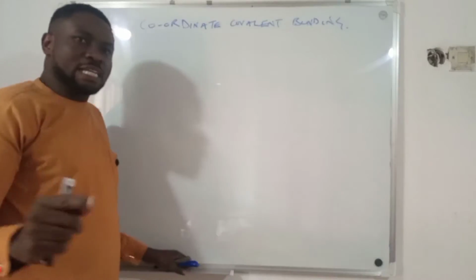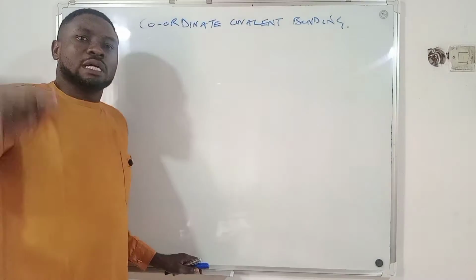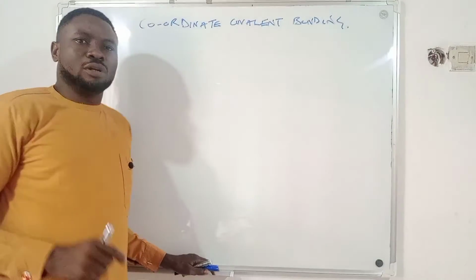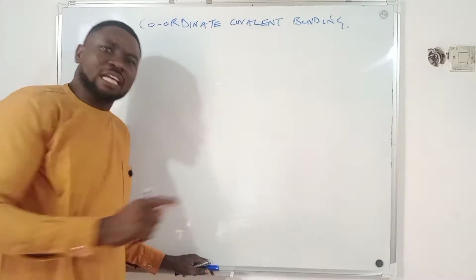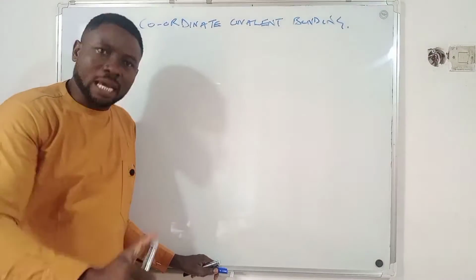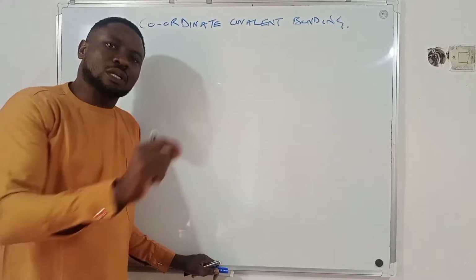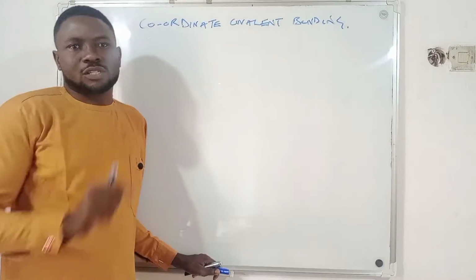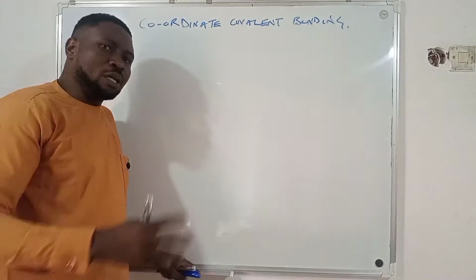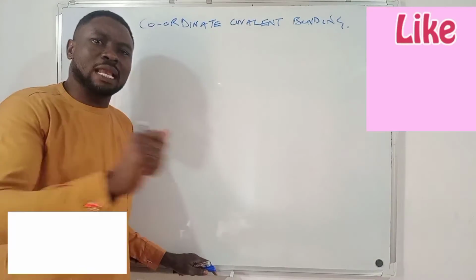Dative covalent bonding is a type of covalent bonding. Normally, chemical bonding is divided into ionic or electrovalent bonding and covalent bonding. And the covalent bonding is further divided into ordinary covalent bonding and dative or coordinate covalent bonding. Today, we will be discussing coordinate bonding. I will be looking at the difference between dative covalent bonding as well as ordinary covalent bonding. Generally, covalent bonding is a sharing of electrons between two atoms of almost the same electronegativity.